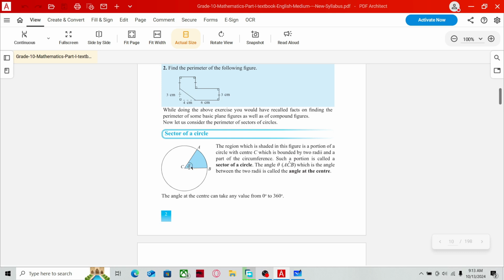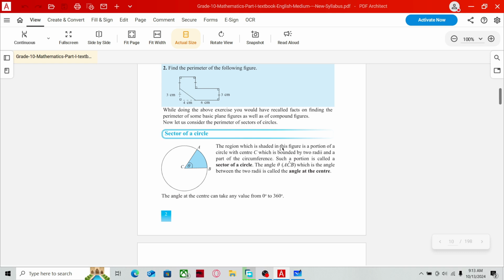For example, if you need to find this part of circumference only out of the whole circle, you have a specific formula, which will be discussed further in this video. But for now, let's just understand what's the real definition of sector of circle. So such a portion is called a sector of a circle.